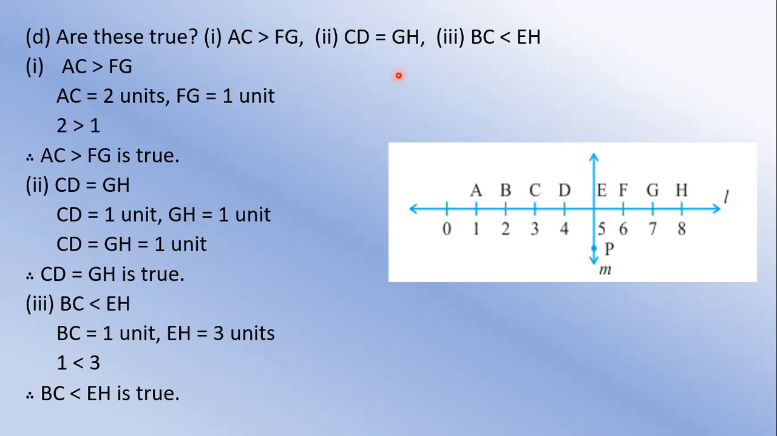And the third question is, BC is smaller than EH. What is the measure of BC? BC measures 1 unit and EH measures, E to H, 1, 2, 3, 3 units. So BC is 1 unit and EH is 3 units. 1 is smaller than 3. So we can say that BC is smaller than EH. That is also true. That means all the 3 given statements are true.